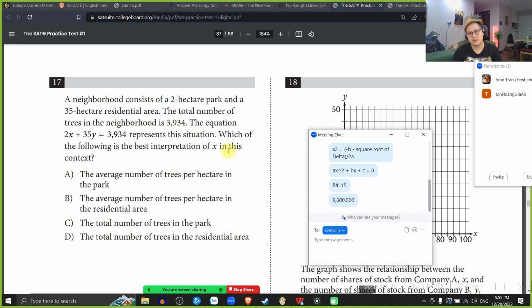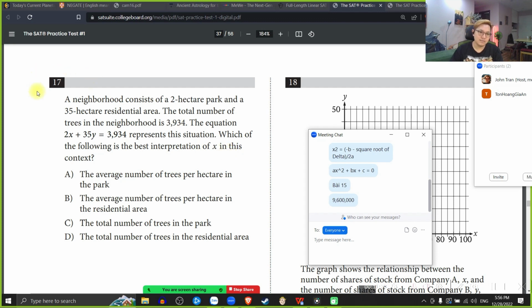Em học tiếng Anh kiểu gì vậy? Who taught you English? Come on. Học ẩu tả quá đi. Represents this situation. Represent this situation. Which of the following is the best interpretation of x in this context? Now you're gonna see if bad English gonna kill you. Tiếng Anh nó quan trọng lắm luôn á nha. Còn giờ em đọc không kỹ, em không hiểu đề, sẽ làm sai, còn rớt.